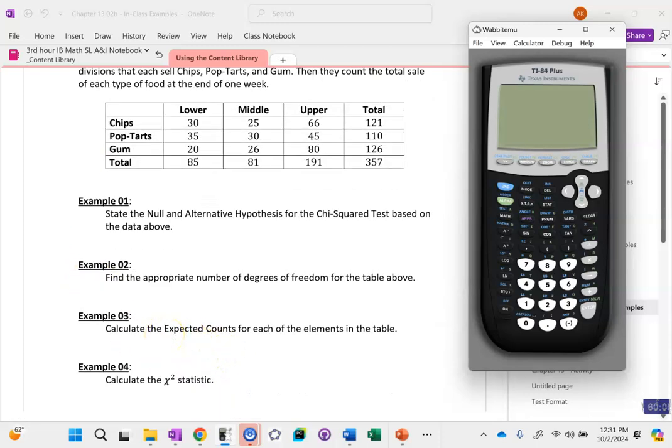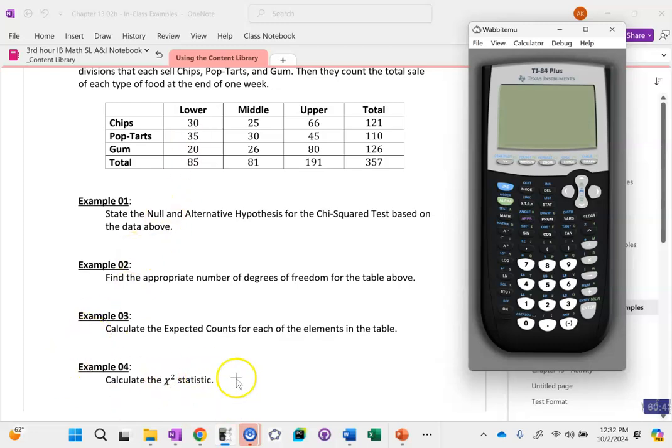Calculate the expected counts. How do I do the first expected count for chip and lower? Good. Row total times column total divided by overall total. Everybody's cool? Now, Mr. Kulik, that kind of stinks. I have to do that 9 times. You really don't. I'll show you how you don't have to do it in a minute.